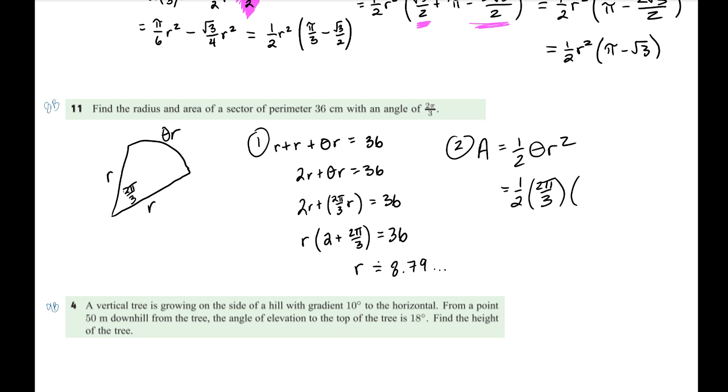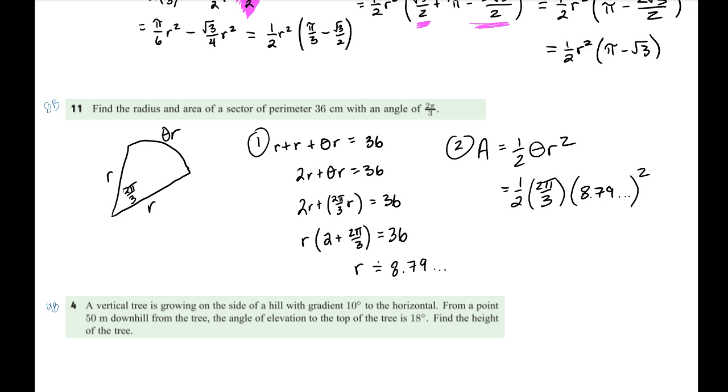Now, if you're a real stickler here, you could put in the radius very exactly and do 36 over 2 plus 2 pi over 3, and then square that. I mean, you could put that in your calculator. I'm not super worried about my answer being far off if I've rounded, so I'm just going to put in 8.79, whatever I still have in my calculator, so I can just grab that number and square it directly, and not really have to worry about any loss of precision.